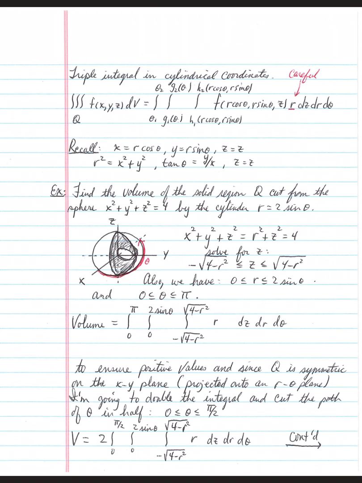Cut from the sphere, x squared plus y squared plus z squared equals 4, by the cylinder, r equals 2 sine theta. I didn't do a super good job of drawing this diagram out. If you check your e-text, it's 14.7 in your e-text. You can find a better diagram of this. I just did the best I could.